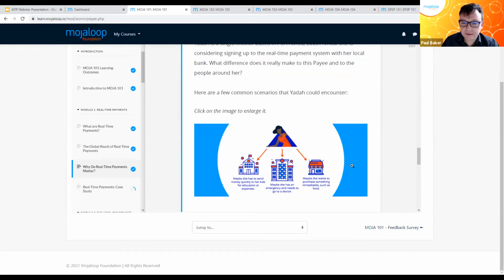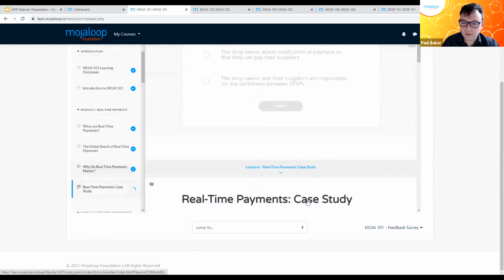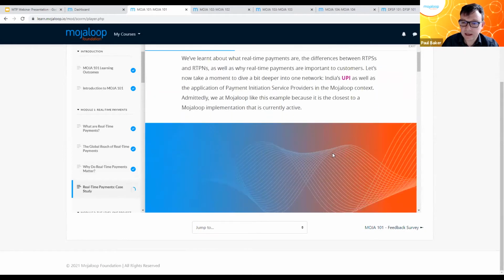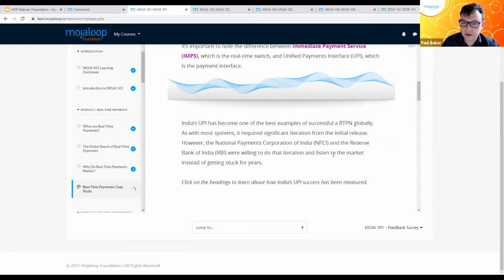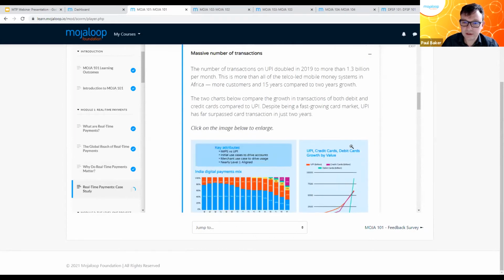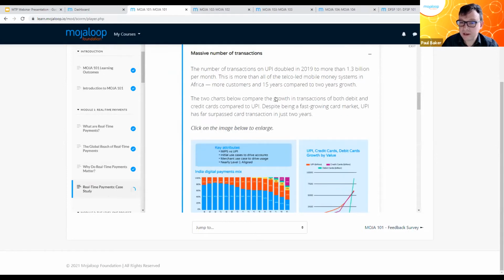Okay, and lastly here, I'm just going to scroll down quickly, we've got a case study, and we use UPI in India as a case study. And this is quite exciting. I'm going a little bit quickly, but essentially the first part that's eye-opening is just the sheer size and adoption of what a real-time payment network can do. The increase in volume of transactions really is mind-blowing.